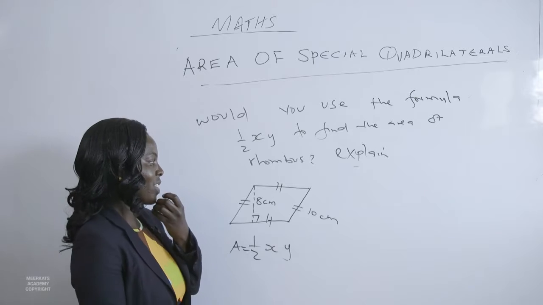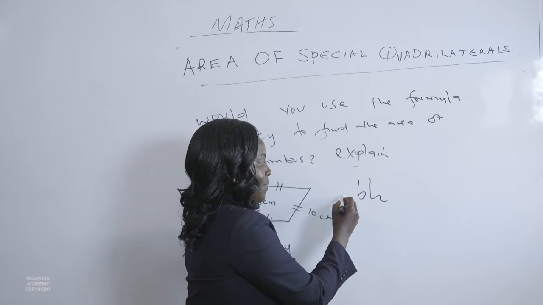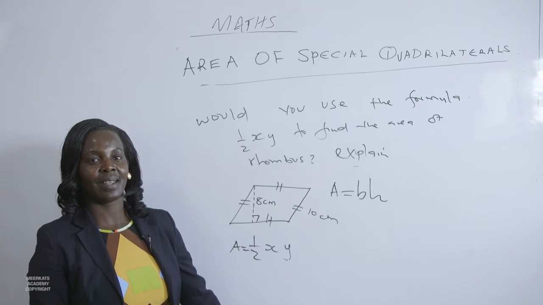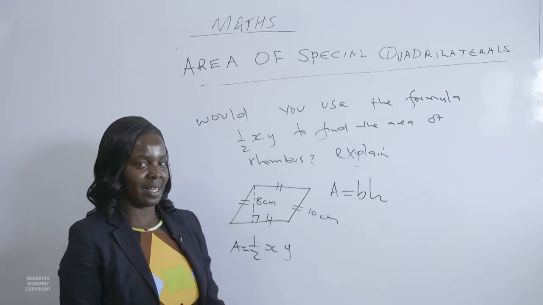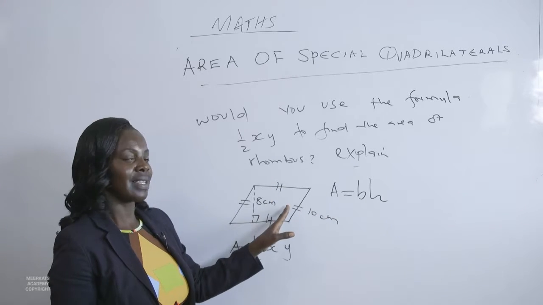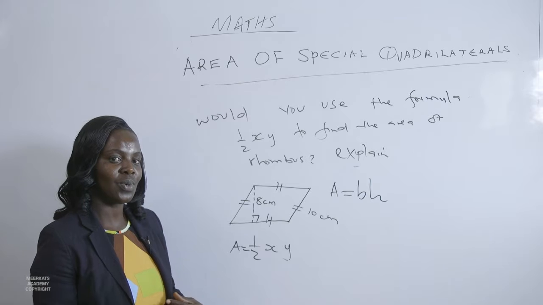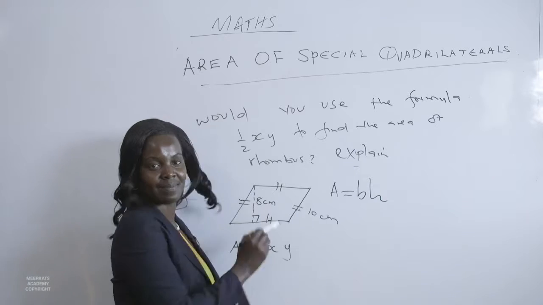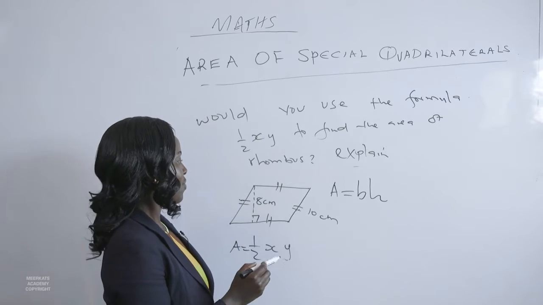Which information is given? We are given the height and we are given the base. That rule is for calculating the area of which figure? You realize it is the rule for calculating the area of a parallelogram. So we will apply this rule for calculating the area of a parallelogram, because a parallelogram simply means a figure that has two opposite sides parallel. This one, rhombus, also has two opposite sides parallel. So we can still use the formula for calculating the area of the parallelogram.